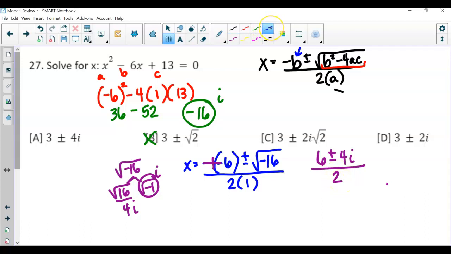Then notice here, I can divide and still simplify because both of these values can be divided by 2. So 6 divided by 2 here is 3. And then plus or minus 4 divided by 2 is 2i. So that's why here, guys, the answer is D.